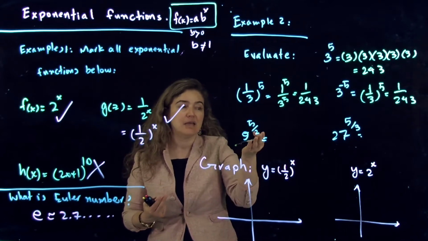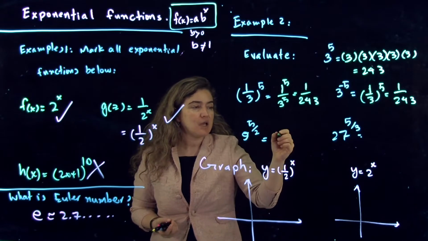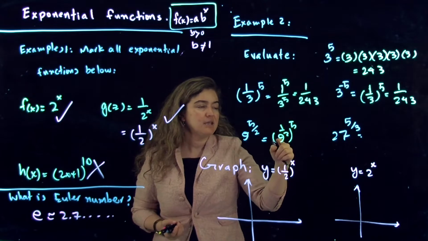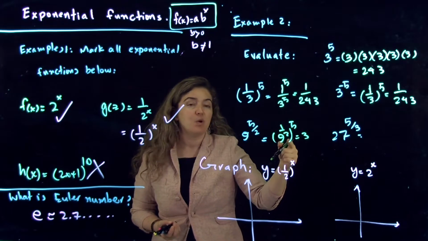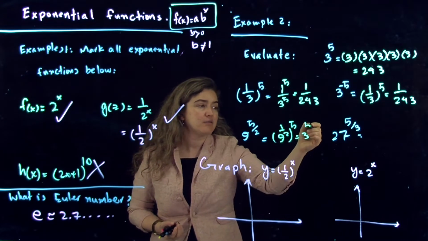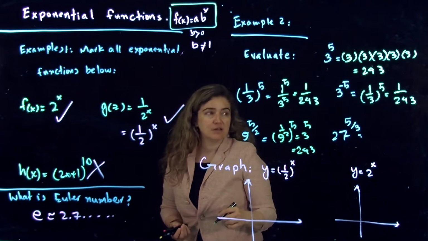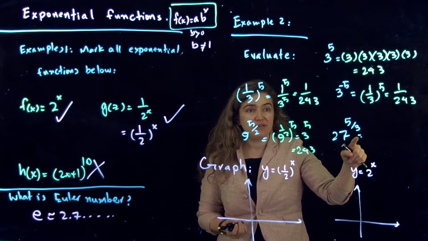Now it's base bigger than 1, and the power is not an integer. For this one, I can do 9 to the power 1/2, then to the power 5. 9 to the power 1/2 becomes 3, because 1/2 means the square root of 9, and then to the power 5 makes it 243.